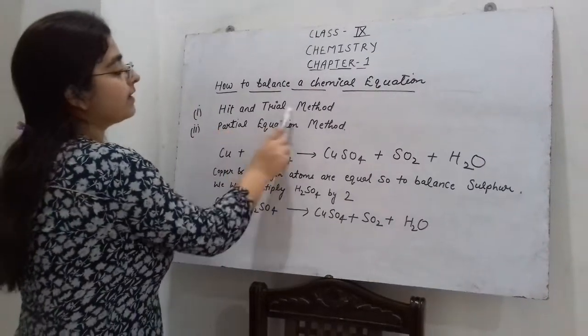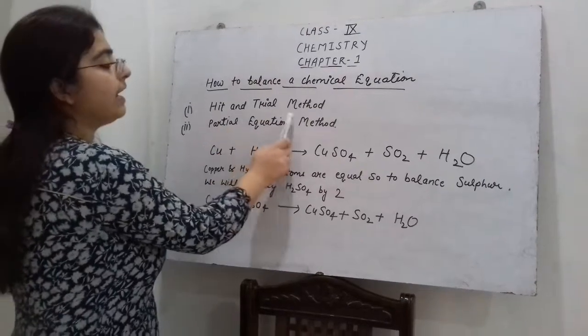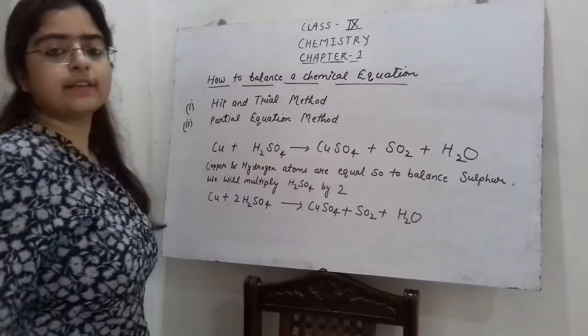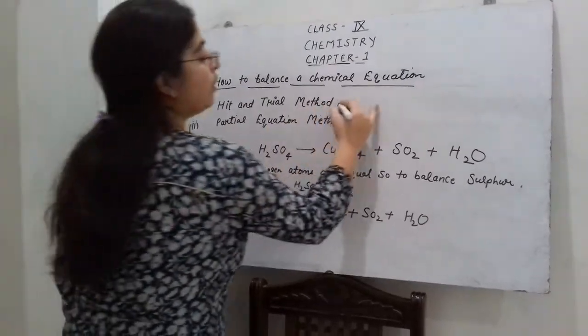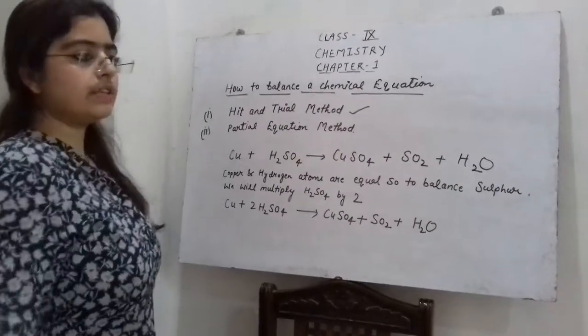Now there are two methods of balancing a chemical equation. First is hit and trial method and the second one is partial equation method. In your syllabus only hit and trial method is there. This partial equation method is not in syllabus right now.